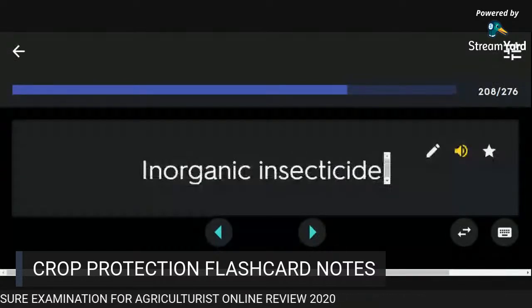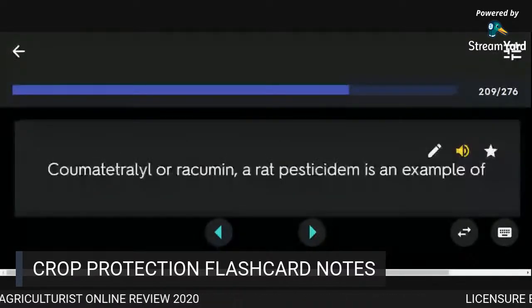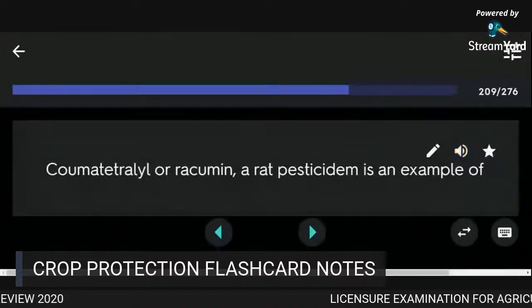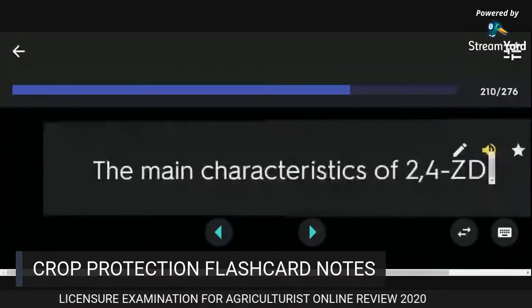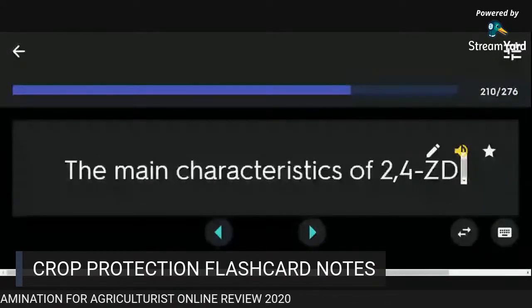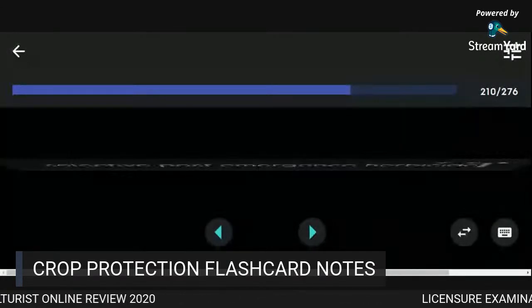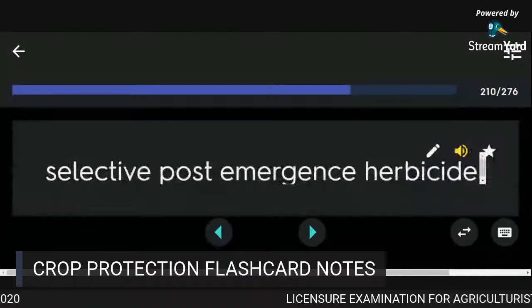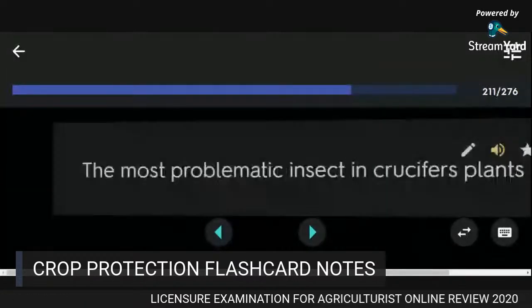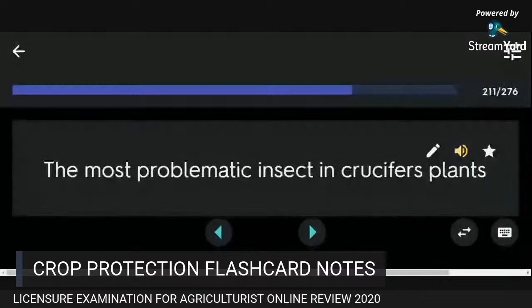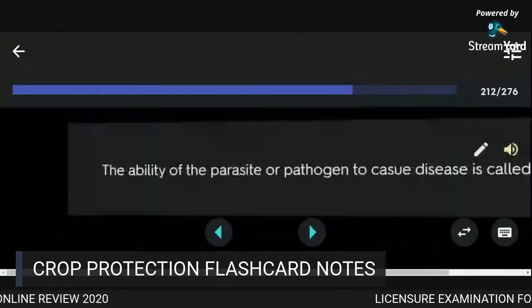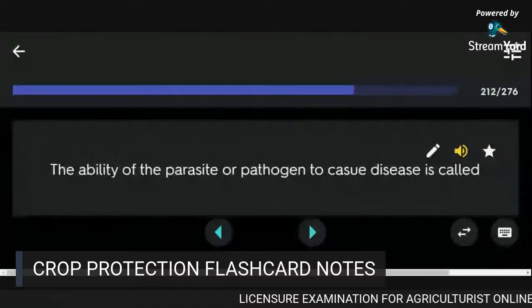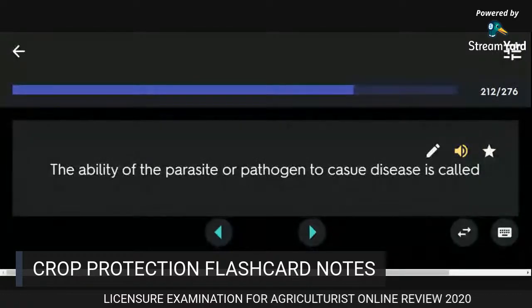Coumatetralyl or Racumin, a rat pesticide, is an example of anticoagulants. The main characteristic of 2,4-D. Selective post-emergence herbicide. The most problematic insect in cruciferous plants. Diamondback moth. The ability of the parasite or pathogen to cause disease is called pathogenicity.